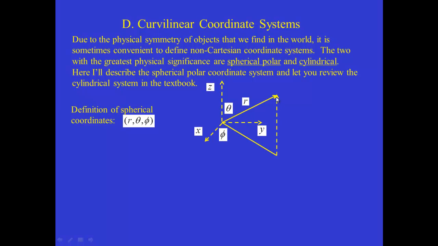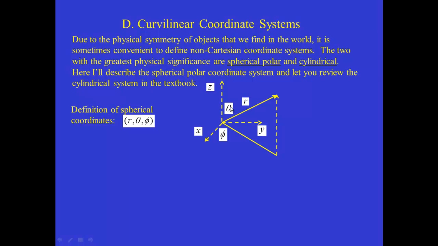Okay, then in order to define the angle phi, which will tell us where this point is with respect to the z-axis and the x and y axes, we drop a perpendicular line down from the point to the xy plane. Then connect that point with the origin. The angle from the positive x-axis to that line that now sits in the xy plane is the angle phi.